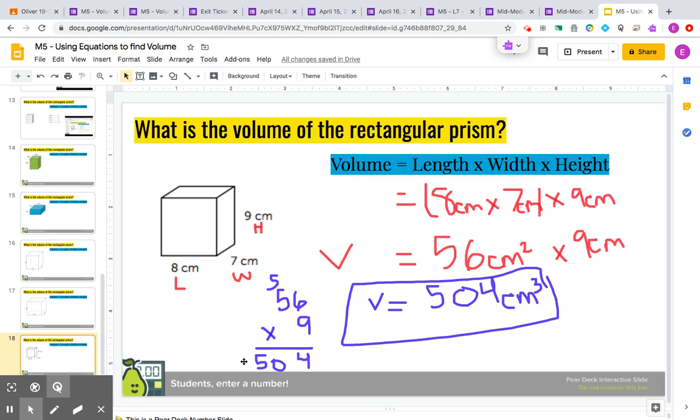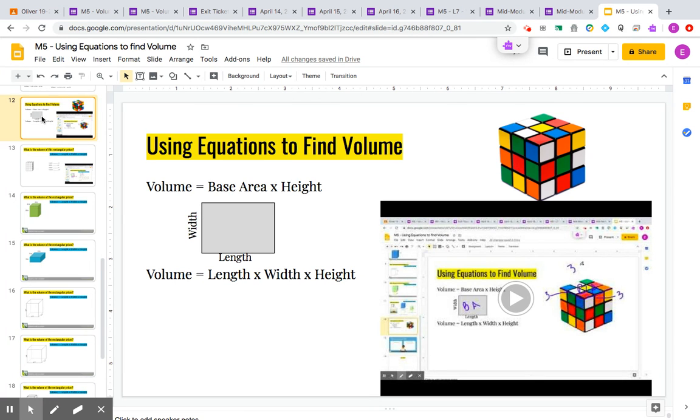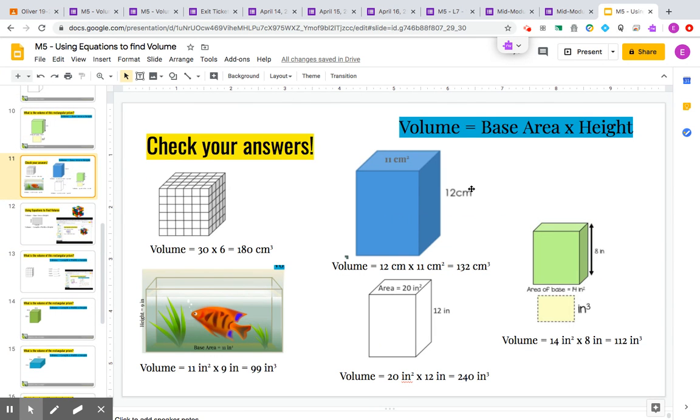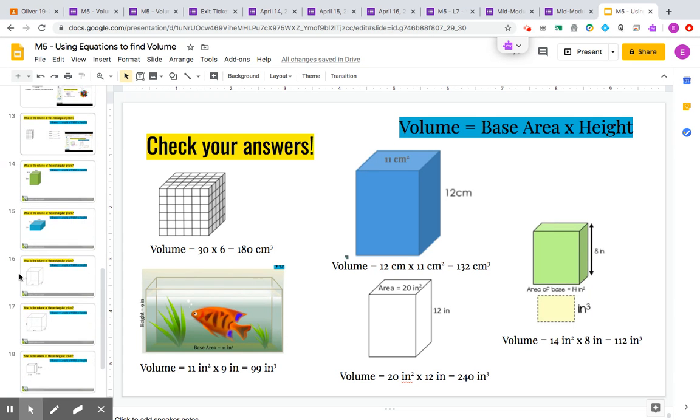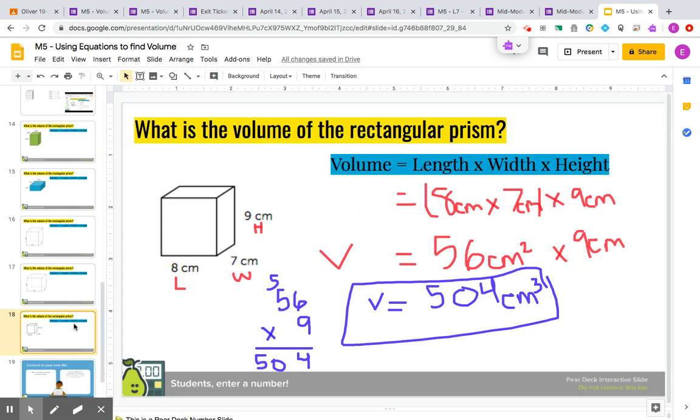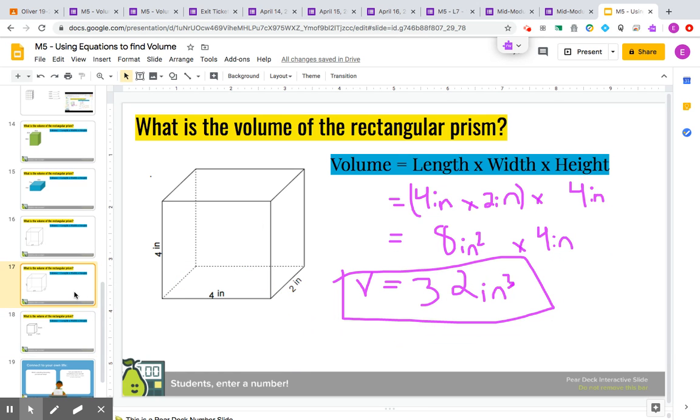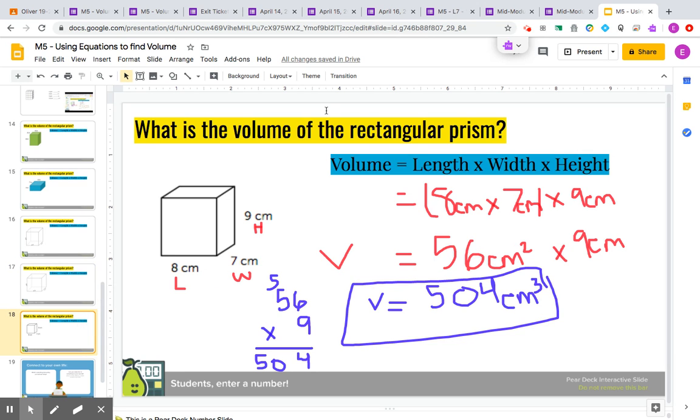Now, regardless, that means no matter how hard the numbers get, it comes back down to that same formula, the same equation. If we can remember to multiply our length, our width, our height, or our base area times height, we're always going to solve for volume. It's just a time right now to remember your multiplication strategies. Let's put it to the test now on your exit ticket.